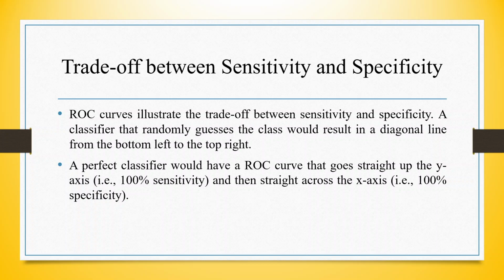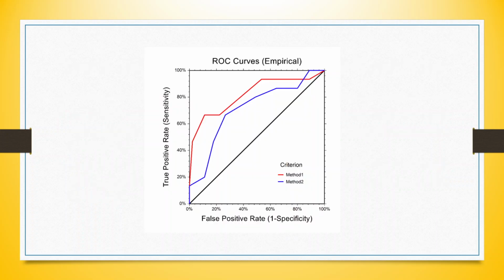A classifier that randomly guesses the class would result in a diagonal line from the bottom left to the top right. A perfect classifier would have a ROC curve that goes straight up the y-axis and straight across the x-axis. What is the ideal ROC curve? Let me show you. It goes straight up the y-axis, then straight across the x-axis. This is the idealistic curve which we want. The diagonal line is just a random guess. So your model should be somewhere between the ideal situation and the random guess.